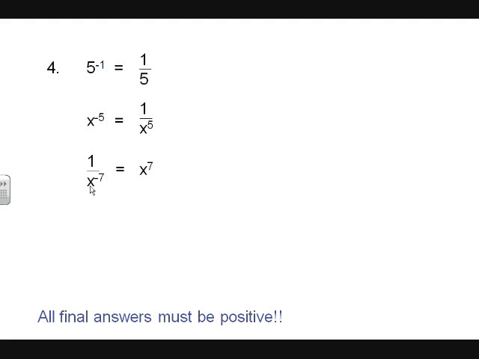Now this one was already a fraction. So when we got our negative 7, this one flipped up to the top. And when it flipped up to the top, there was no need for a fraction bar anymore, so this one just became x to the 7th.